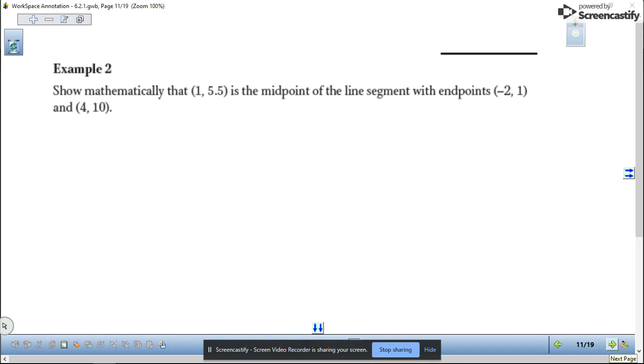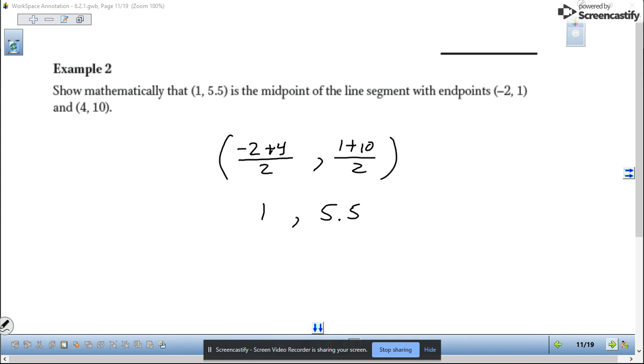Show mathematically that (1, 5.5) is the midpoint of the line segment. I literally just did this. So again, how would I do that? It is -2 plus 4 divided by 2, comma, 1 plus 10 divided by 2. And that's going to give me (1, 5.5). So that's how you do it mathematically. On the previous one, what they were really looking for was for you to do it graphically: find half your distance for the x's and half your distance for the y's. All right, we'll stop this video there, and we'll talk about partitions in the next video.